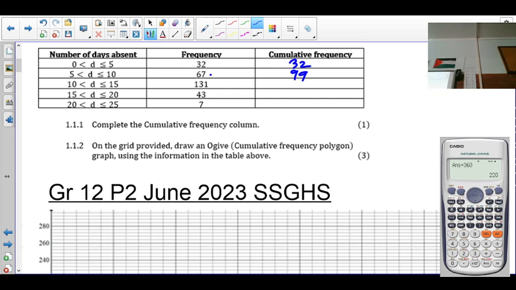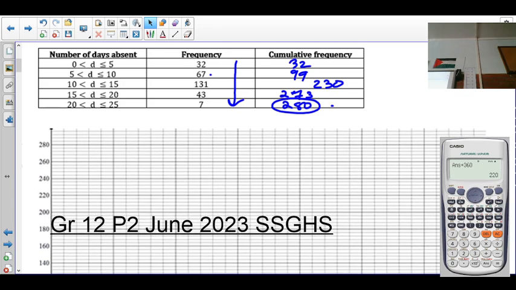230. And then it's going to give you 273. And then 280. People, that will always be the total number of employees, or total number of people or categories or whatever this cumulative frequency represents. It will always be the sum of the column here. It will always be the total. Then it says on the grid provided, draw the ogive.